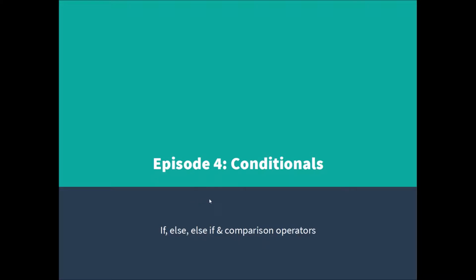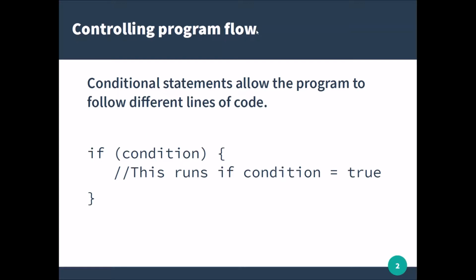In this episode, we will be talking about conditionals, if, else, and else if, as well as the comparison operators. Conditionals are used in controlling program flow. They allow you to execute specific lines of code in specific scenarios. If one thing is the case, then something happens.